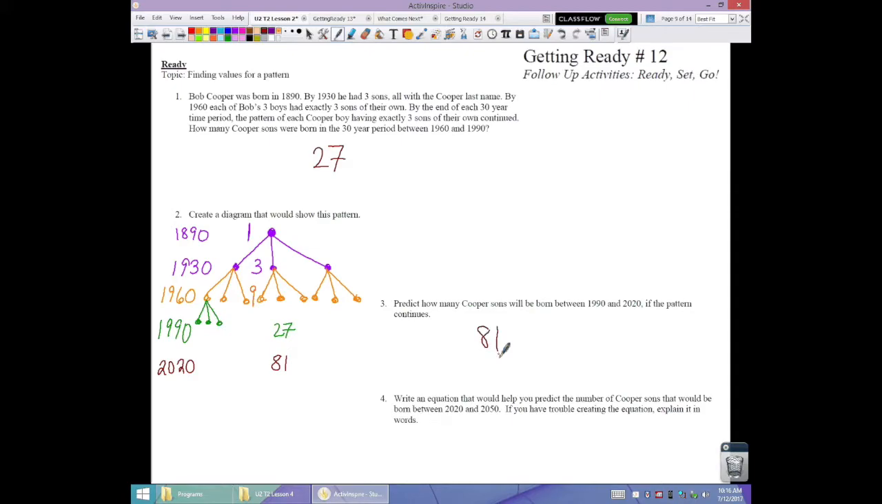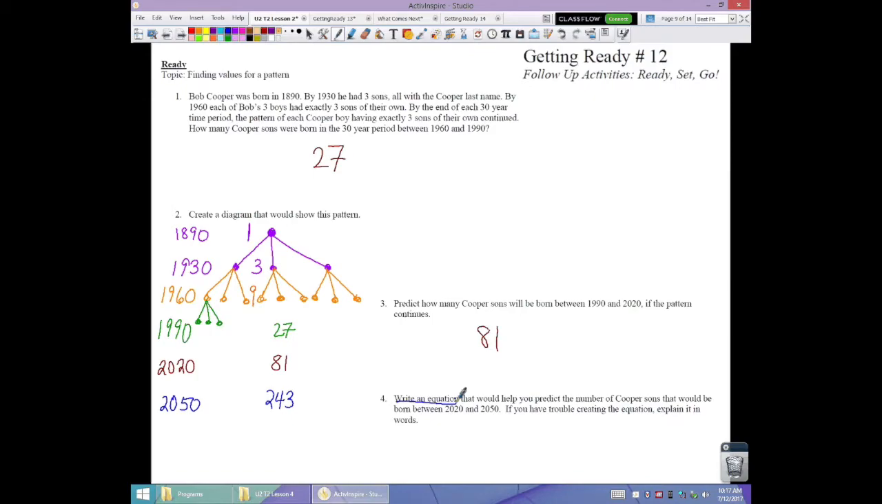And then number 4 says take this one step further. If we go from 2020 to 2050, well, that 81 times 3 again is 243. So we know our answer is 243. But number 4 actually says to write an equation that would help us predict that. Now, we got an answer without an equation.